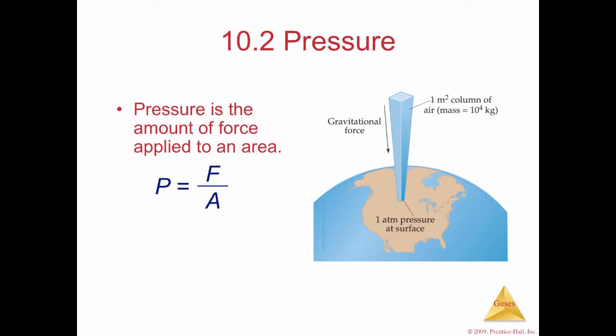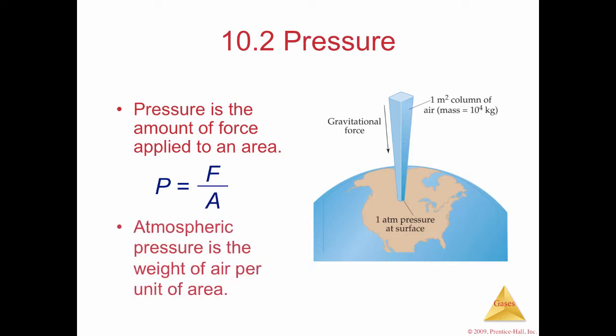Pressure is the amount of force applied to an area, or P equals F over A. When we're looking at this diagram, we can see that atmospheric pressure, where we are in the classroom today, is 1 atmosphere of pressure. There are many different units that you can use to describe atmospheric pressure, which we'll explore in the coming slides. But basically, you can think of air pressure as a column of air over top of you that's pushing down on you. And again, atmospheric pressure is the weight of air per unit of area.